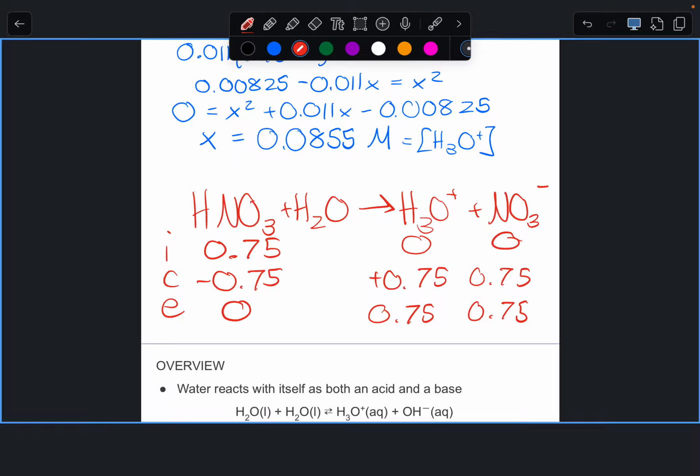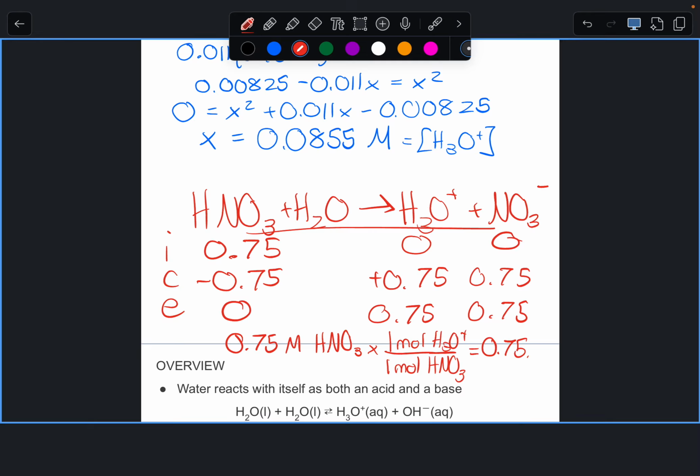You can also think of this as stoichiometry. Like if I have 0.75 molar HNO3 and I have this reaction, for every 1 mole of HNO3, I make 1 mole of H3O plus. Okay, so that would be 0.75 molar H3O plus. So stoichiometry works for reactions that go to completion, that are very, very big Ks. When you have a K that is not reacting completely, that's when you have to do the more complicated stoichiometry, which is what an ice table is.